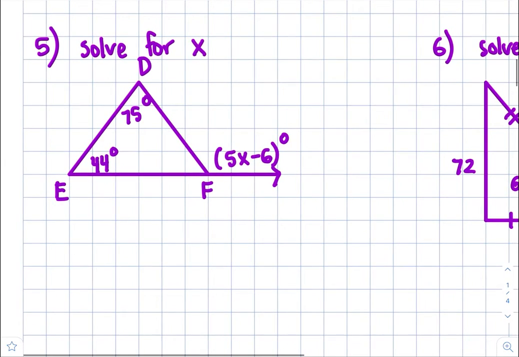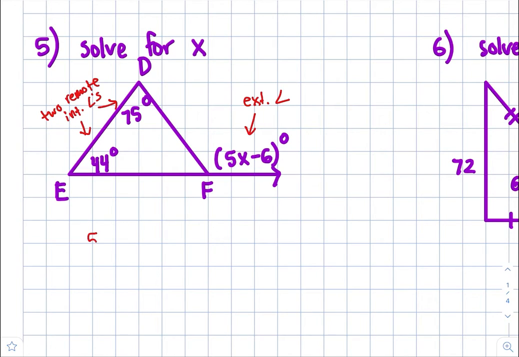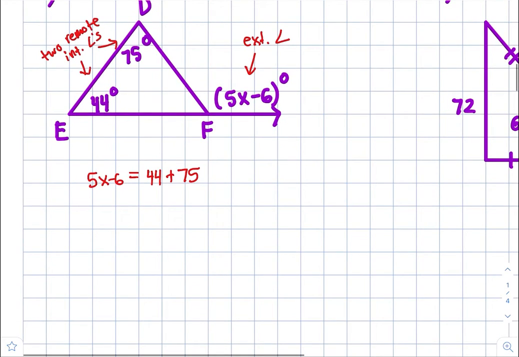Number 5. So this one, you guys, you have an exterior angle, and you got two remote interior angles. So the exterior angle, you guys, which is 5x minus 6, that is equal to the sum of the two remote interior angles. So the sum of these, 44 plus 75. And then from there, you guys just solve.